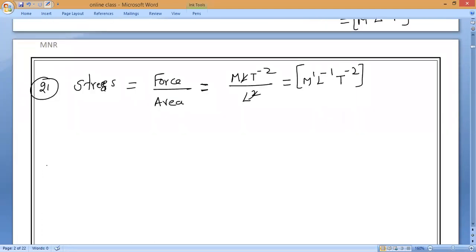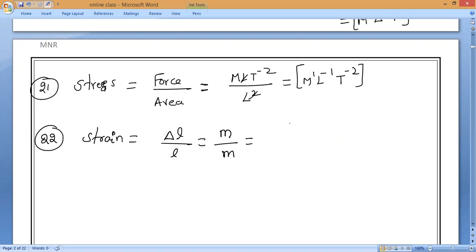Okay. So next, strain. This is stress, and the next physical quantity is strain. Now let me see who will say the strain. Strain is equal to delta L divided by L. Change in length divided by the given length. I want dimensions, please. So delta L means length, in what? Meters. L again means meters only. I want dimensions, please.